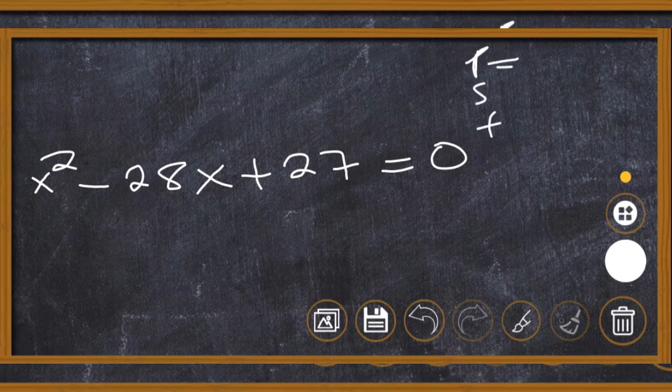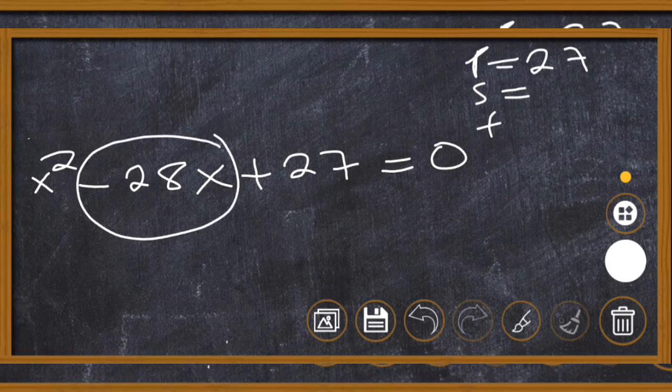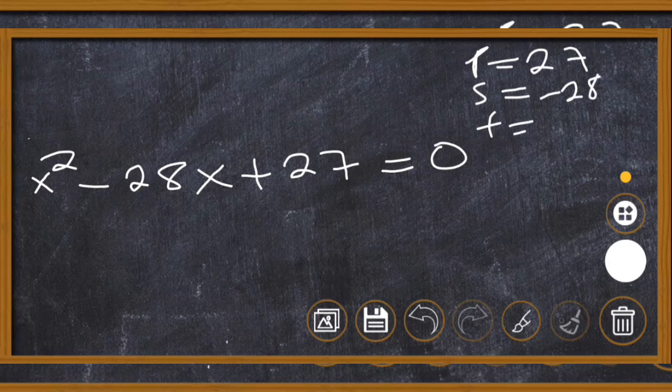We know the product is the coefficient of x squared multiplied by the constant value, which is 27. The coefficient of x squared is simply 1 because there is no value here, so it simply means there is 1 here. So 1 multiplied by 27, we're going to have 27. And then the sum is simply the value of the x coefficient, which is negative 28. Then the factors are the values you can multiply for you to have the product, that is 27, and add the same values for you to have the sum, that is negative 28.